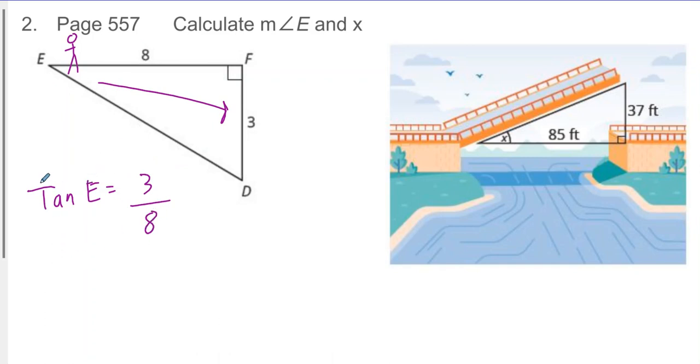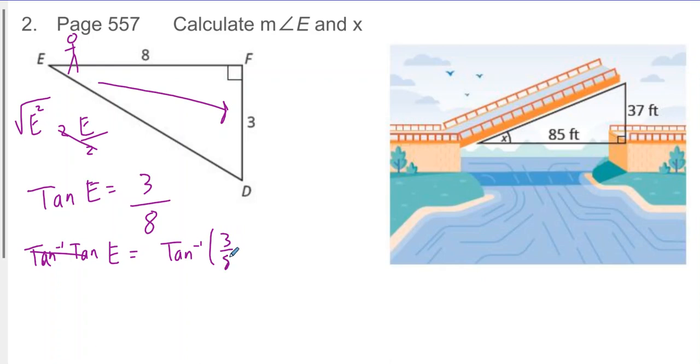Then I need to get tangent E by itself. Well, if E was being squared, I would square root it. If E was being divided by 2, I'd multiply by 2. Both of these things are inverse operations of what's happening. So I'm going to inverse tan, a tan, and that cancels out. So then I'm going to have E equals inverse tan of 3 over 8.